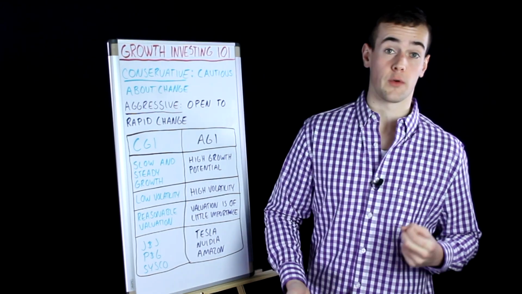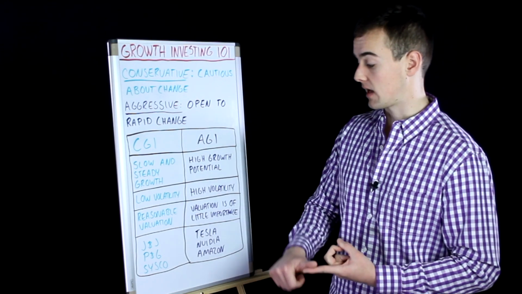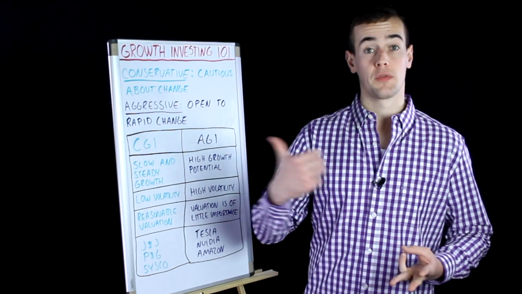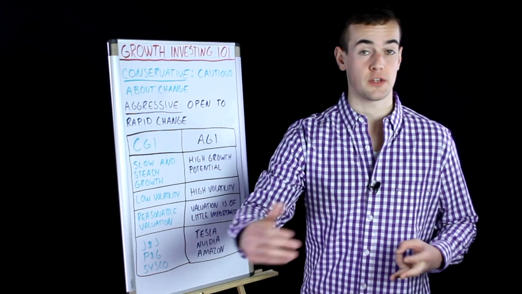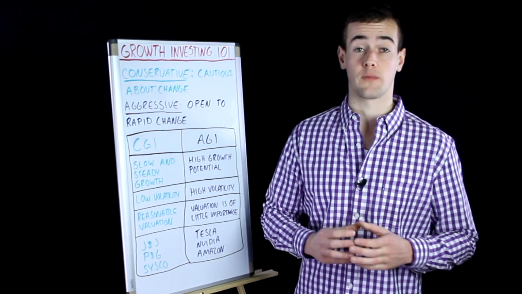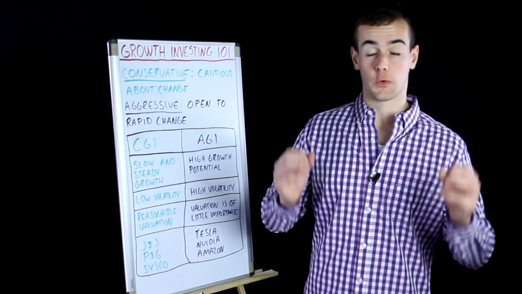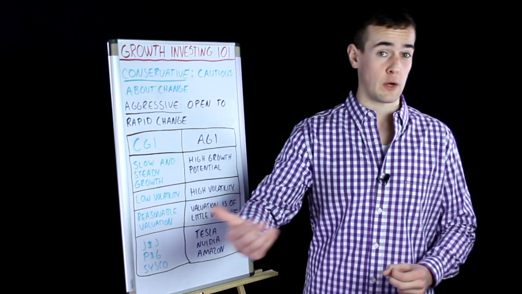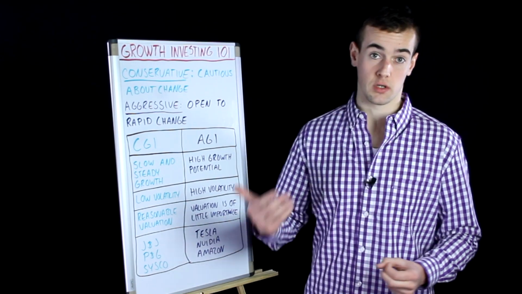So a few examples of aggressive growth stocks would be Amazon, Tesla, and Nvidia. These are companies that are rapidly changing. They have huge growth potential, but they are very expensive stocks if you look at the valuation. But do remember that aggressive growth investors really don't care too much about the valuation of those shares.